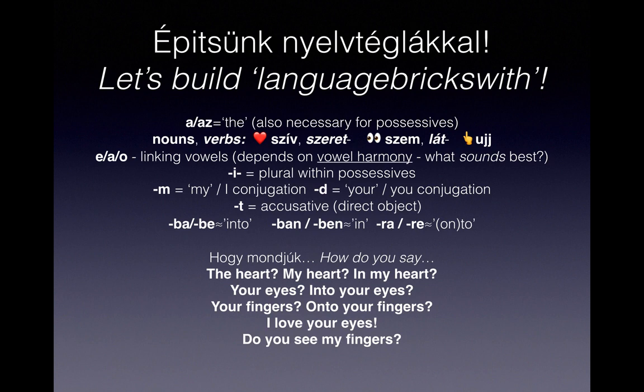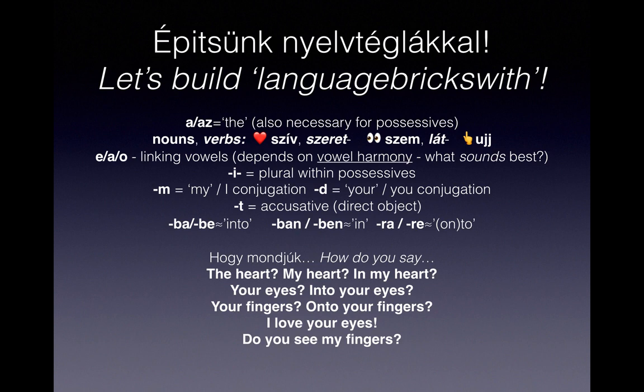And now we're going to learn some new words. The first one is szív, which means heart. And szeret is the verb root for to love or to like. Szem means eye or eyes. And lát is the root for to see. And this is ujj, which means a finger.